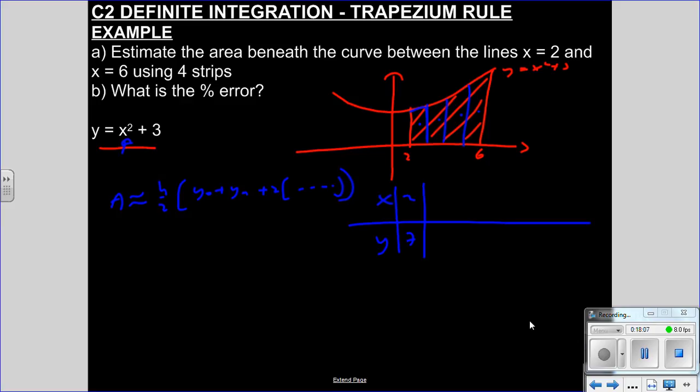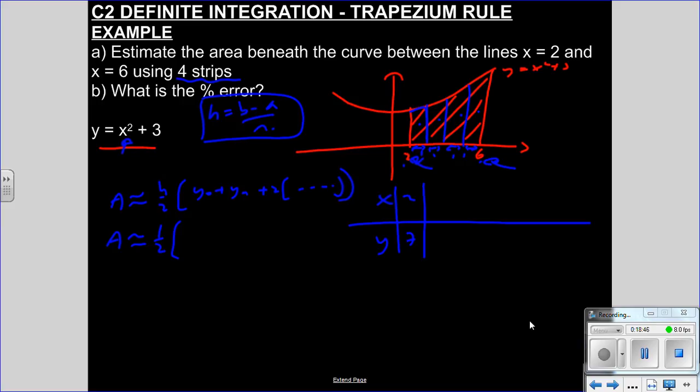Then we need to know the width to split this up. This width is evenly distributed. How do you find the width? Well, 6 minus 2 divided by 4, in other words n. So h is b minus a over n. That's your general formula for the width of the strip, where b is the last limit, a is the first limit, and n is the number of strips. So 6 take 2 divided by 4, clearly the width is 1. So the area is approximately a half of, and now I need my y values.